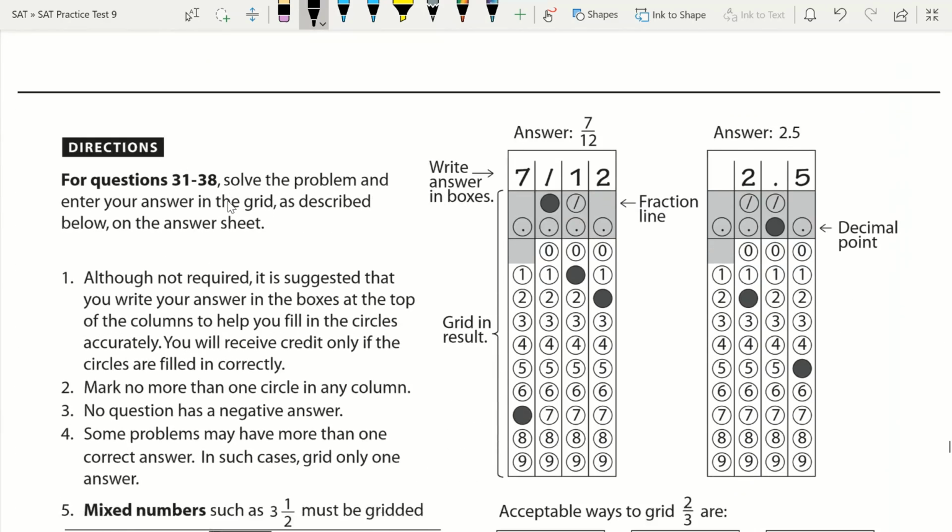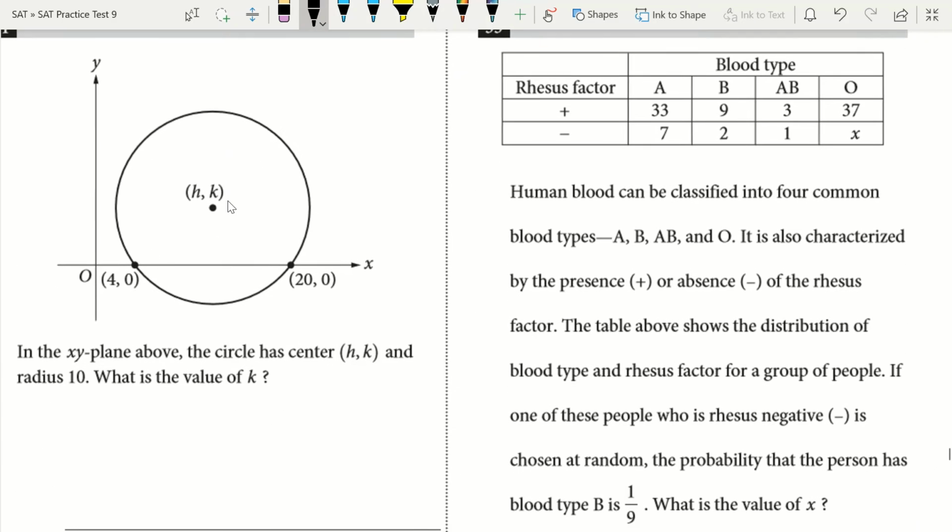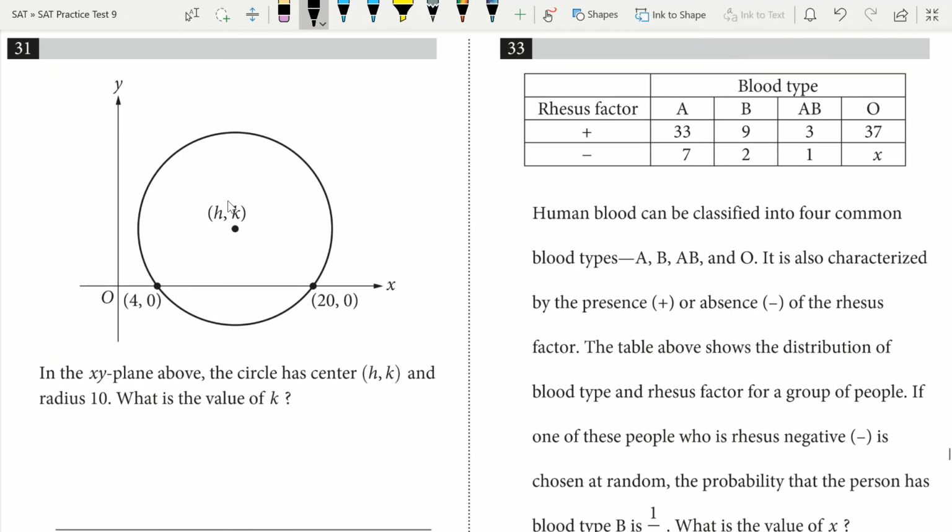All right, question 31. In the xy-plane above, the circle has center (h, k) and radius 10. What's the value of k? All right, radius 10 tells me here to here is 10, and it tells me here to here is 10. That tells me I have an isosceles triangle, which means these two angles here are the same. I can drop this down and use this to solve for k, since this will be 0 y here. Now I know that I have from 4 to 20, and I know that that's a difference of 16. All of that's going to equal 16, which means I split this down the middle, and I'm going to get 8 right here.